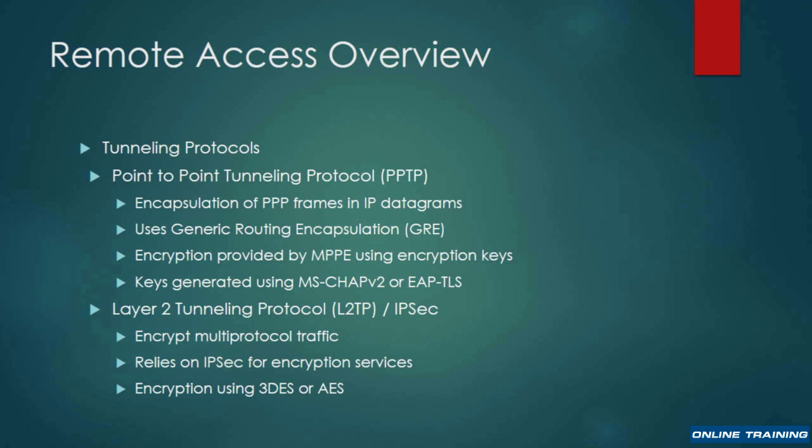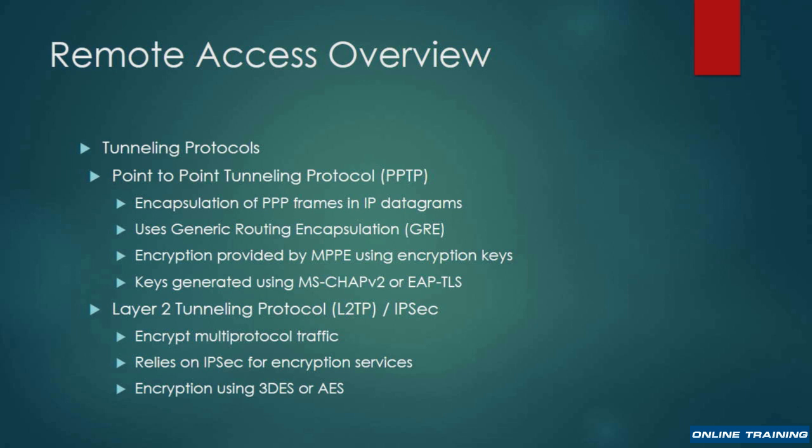Point-to-point tunneling protocol is the oldest VPN protocol that's out there. It really should not be used, if at all possible at this point, because it lacks security in comparison to the other ones. Then you have Layer 2 tunneling protocol with IPsec. This allows you to encrypt multi-protocol traffic. It does not have its own encryption services. Instead, it relies on IPsec for encryption. But that does mean that the encryption is much higher.